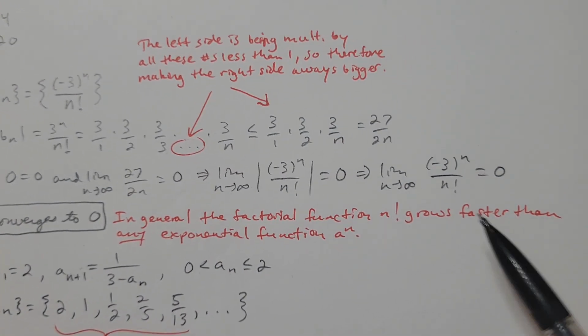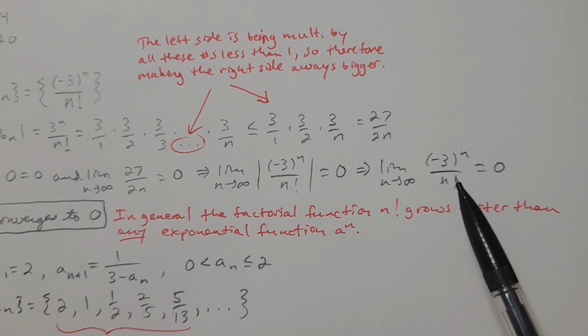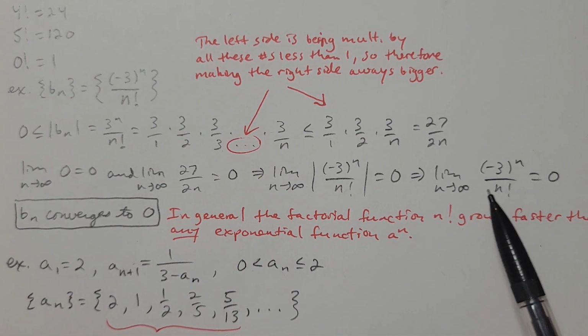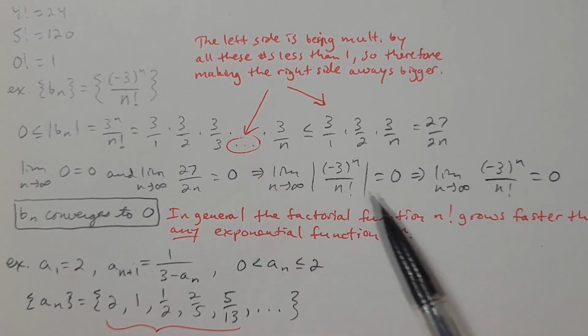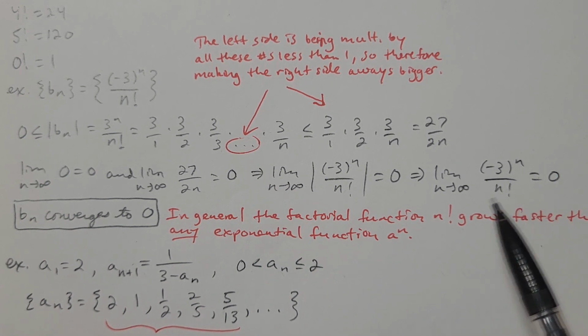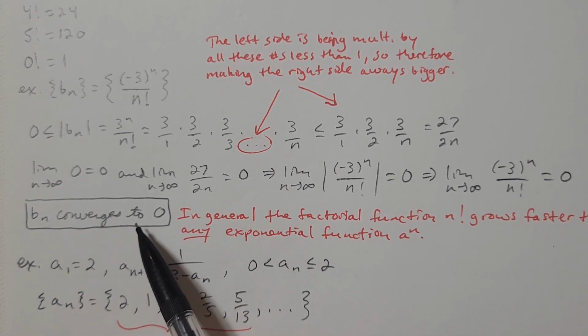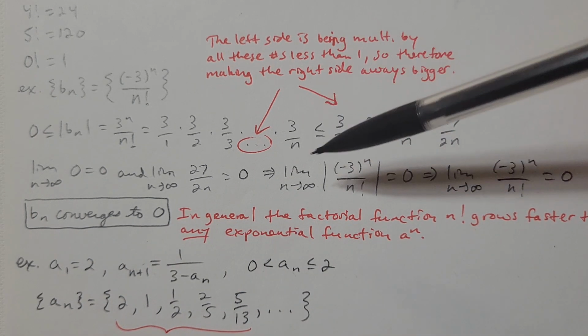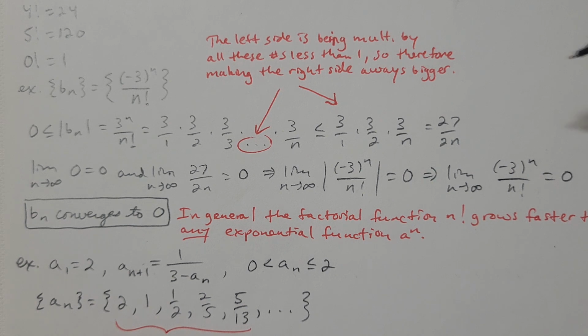So that means that the limit as n approaches infinity of the original sequence, negative 3 to the n divided by n factorial, is 0. So b sub n converges to 0. If I were to list out all infinitely many of these terms, the terms are going to get closer and closer to 0, is what I'm saying there.